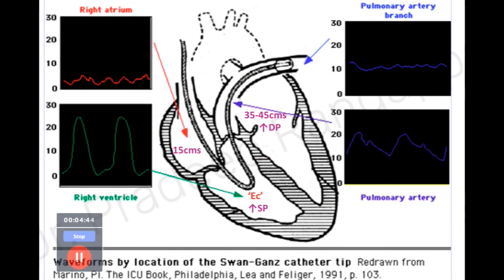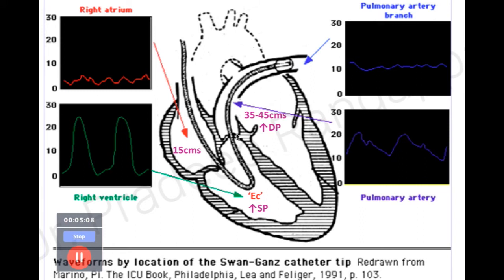And so if you see how this PA catheter is put in, it enters into the right atrium. Around 15 centimeters it is at the right atrium. Then it goes into the right ventricle. That is where you have an increase in the systolic pressure, and you can have ectopics, because whenever you pass a guide wire while you are putting a CVC, you would see there will be some ectopics.